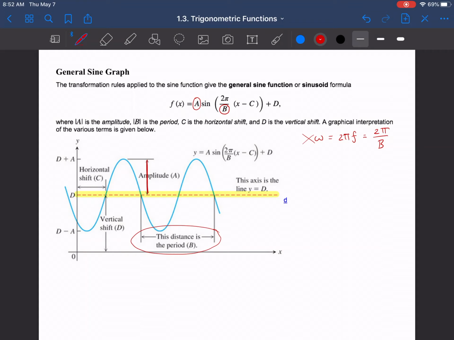Then you can look here. You can see we'll have a horizontal shift right here. That's noted right there. And then we'll have vertical shifts right here. And that's noted right there, the vertical shift. So everything on here is noted in this picture.